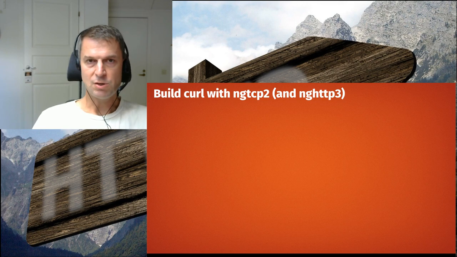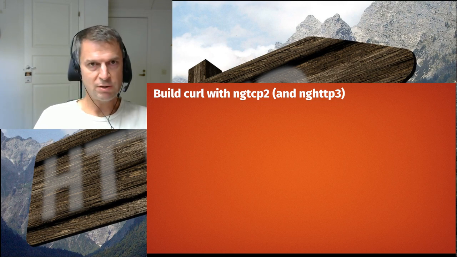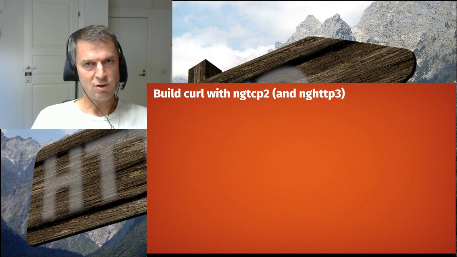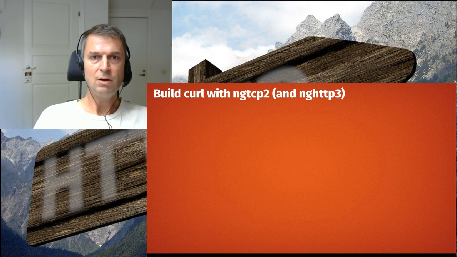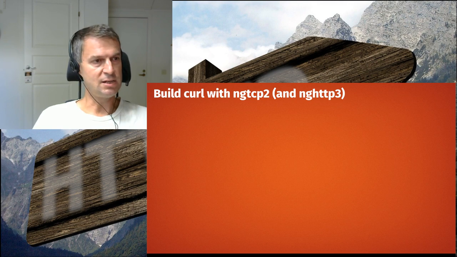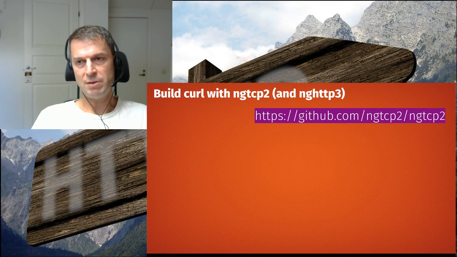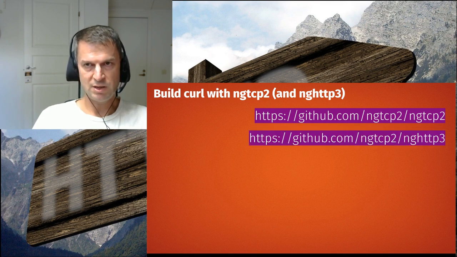But okay, so you want to have alt-svc support, and you can build it with quiche support, and you can build it with NGTCP2. If you build it with NGTCP2, we have this added complexity that you also need NGHTTP3, all libraries with very easily pronounceable names. If you go this route, you go to the GitHub pages for NGTCP2 and NGHTTP3. That's the QUIC library and the HTTP3 library.